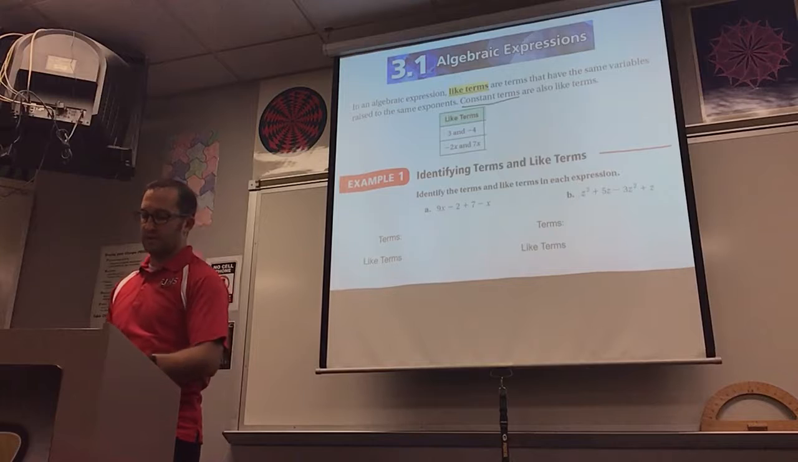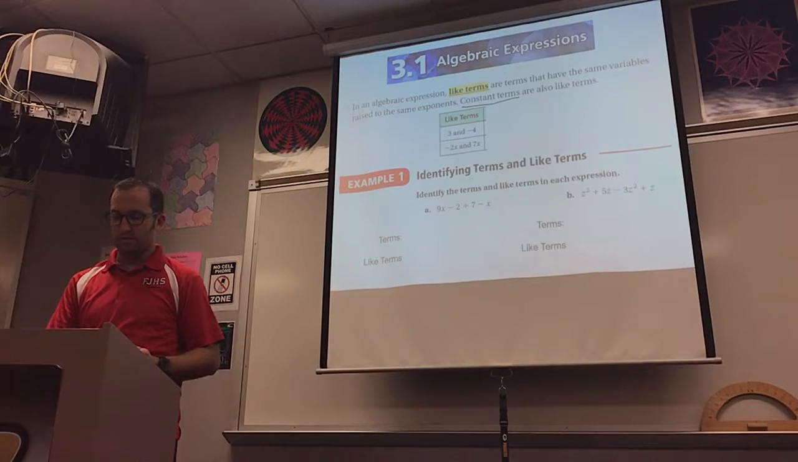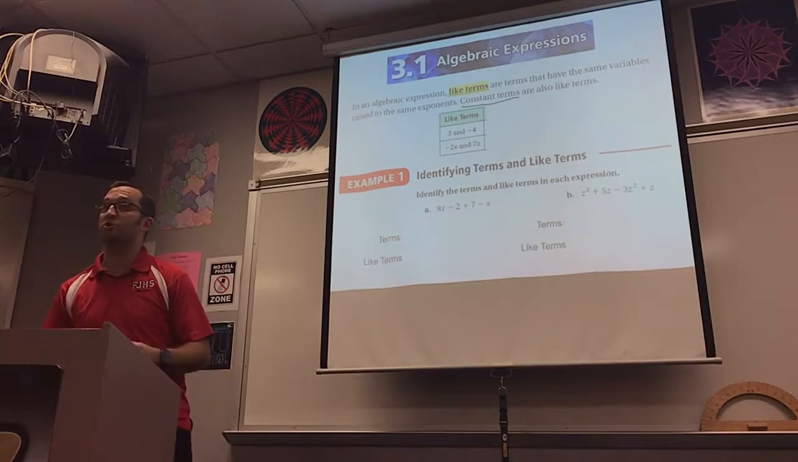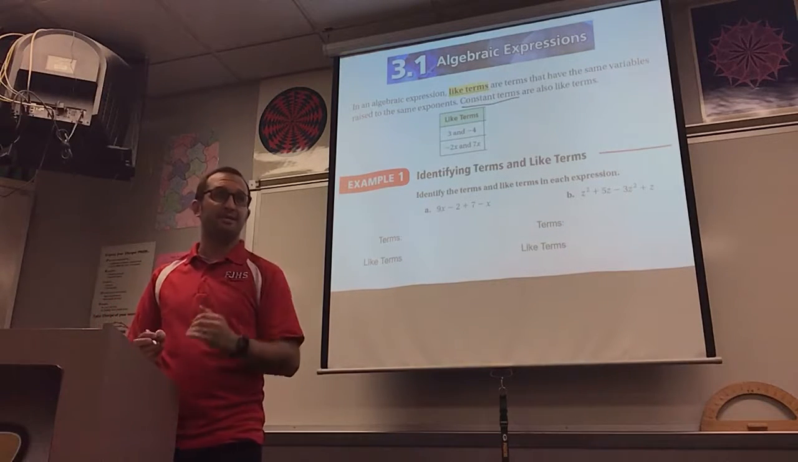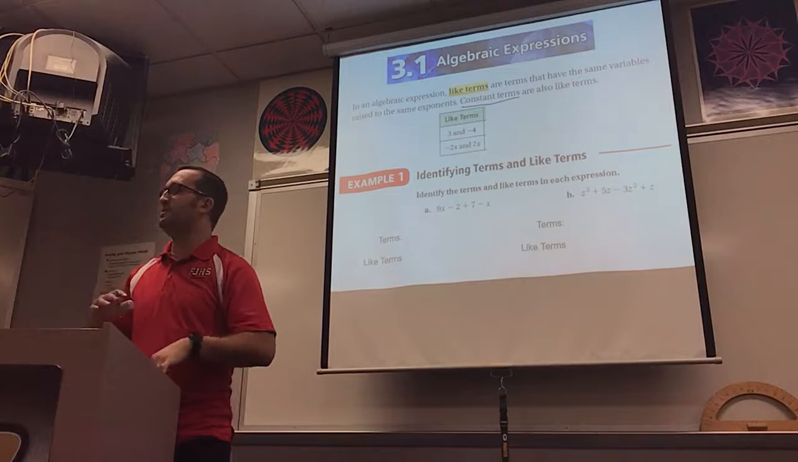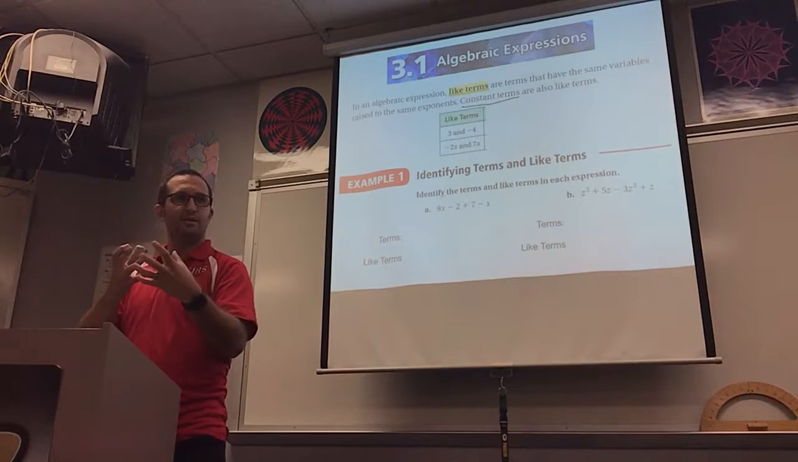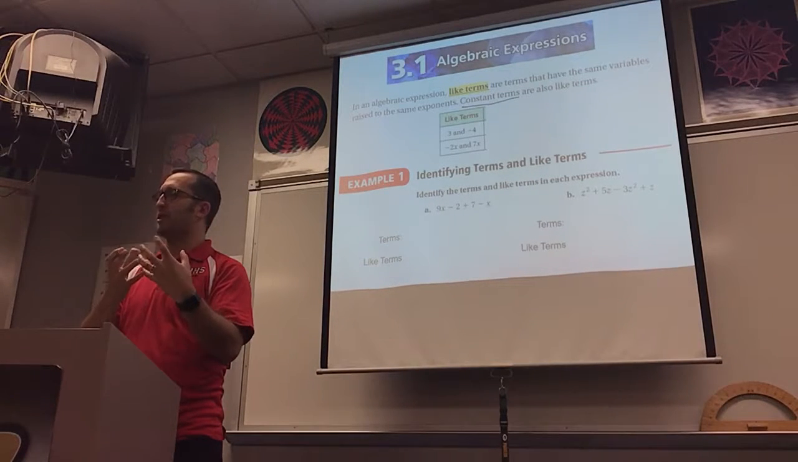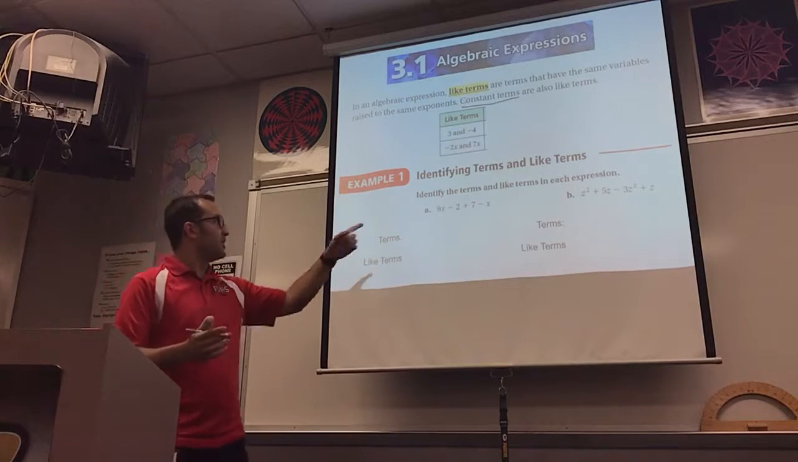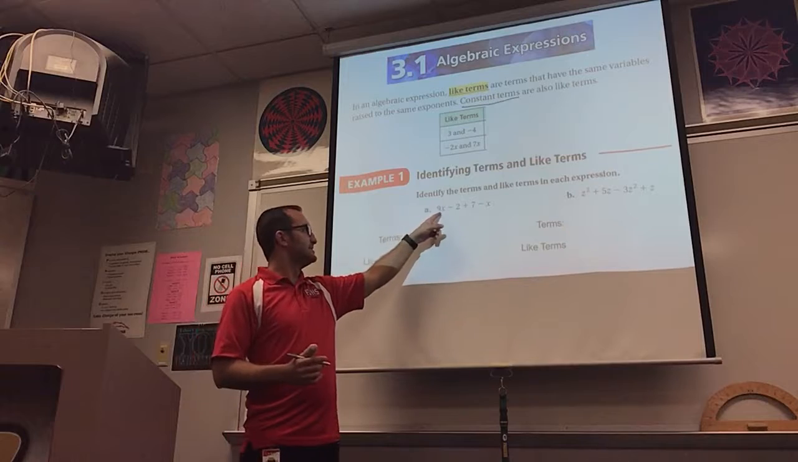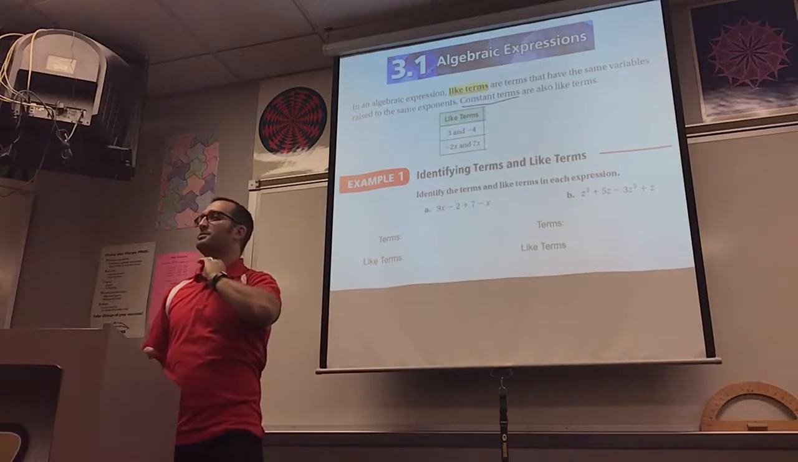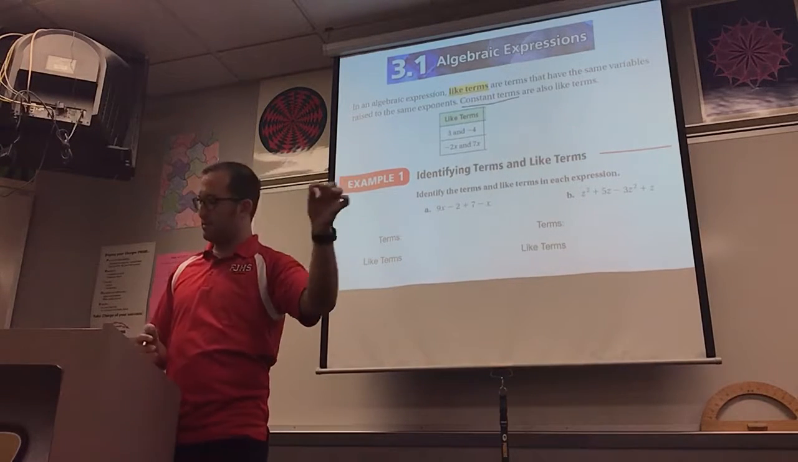So what we want to do is first identify the terms and then identify the like terms for each expression. Now we used the circle method last time, right? I might have mentioned in class that we're going to refine that method a little bit. We're going to go from the circle method and morph it, Mighty Morphin Power Ranger style. We're going to change it from the circle method to the shape method.